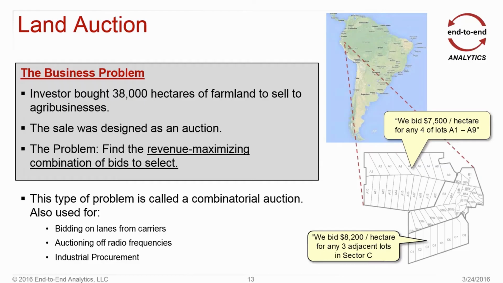So again, this is called a combinatorial auction, and it's used in a number of places. For example, if you're a shipper and you're bidding on lanes, you want to make sure you get the backhaul. So the value of the lane from point A to point B and the value of the lane from point B to point A is less than the value of the lanes together. It's used in auctioning off radio frequencies, industrial procurement, and elsewhere.